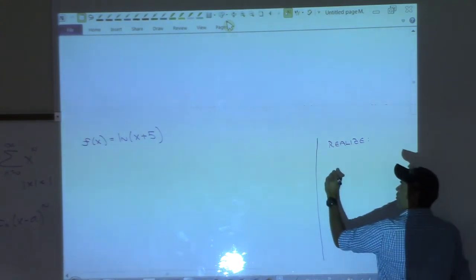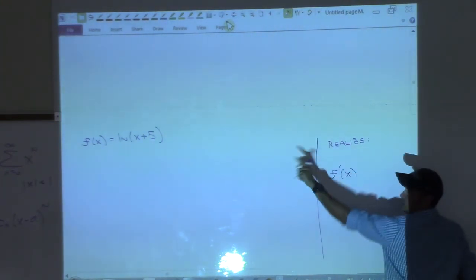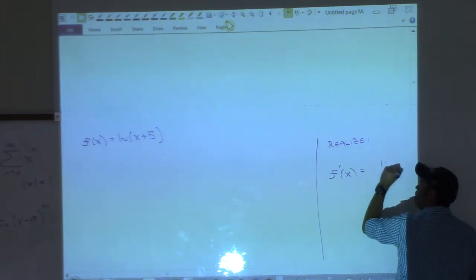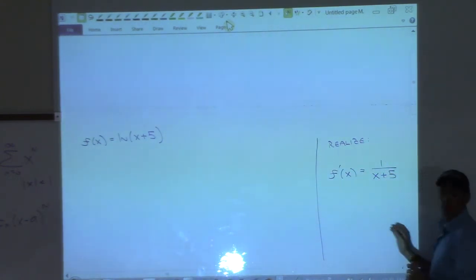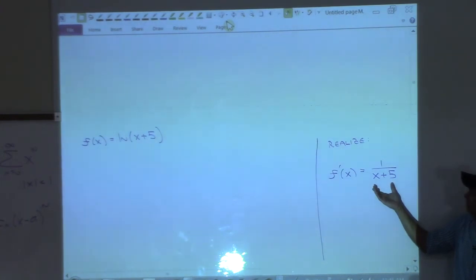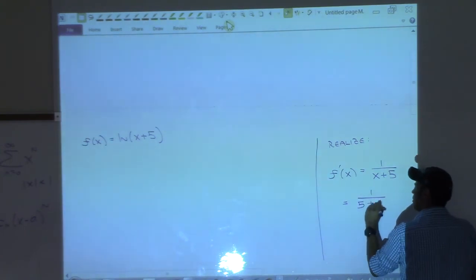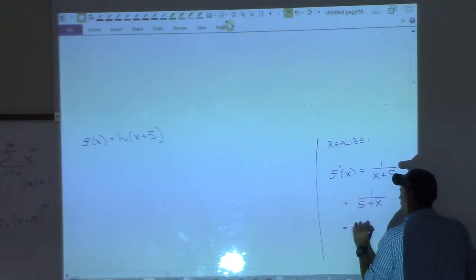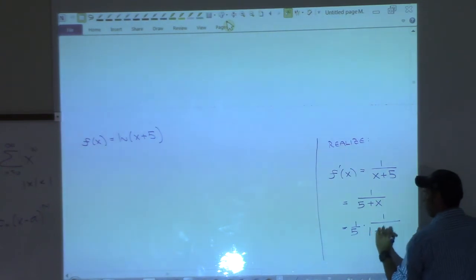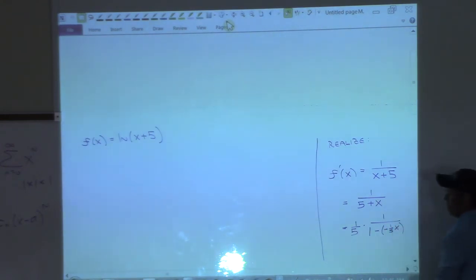Let me put that on the board. If we were to take the derivative of that function, we would get 1 over x plus 5. Wouldn't we? And we could actually rewrite that as 1 over 5 plus x, which is the same as 1/5 times 1 over 1 minus negative 1/5 x. Okay, a whole lot of stuff just happened, right? So I flipped that, and then I pulled the 5 out, so it became 1/5, which left that with a 1 plus a 5th, and then I made the plus a minus minus.